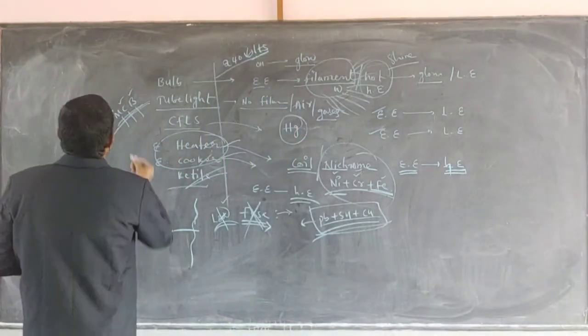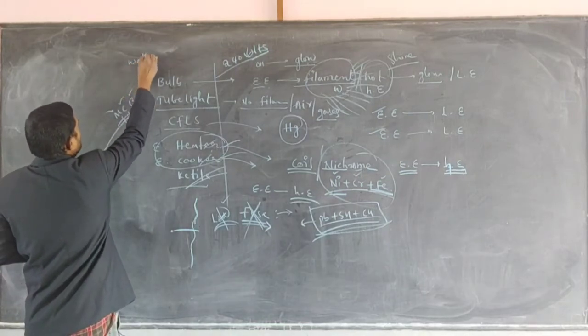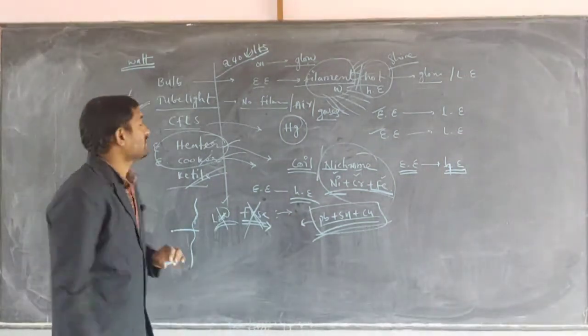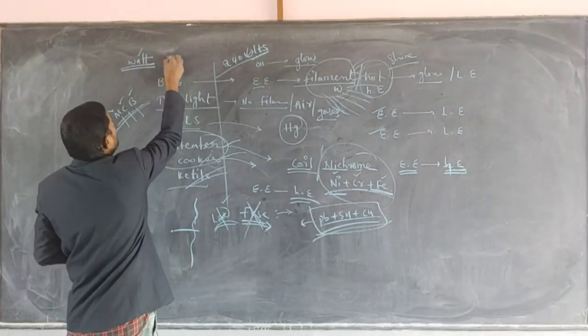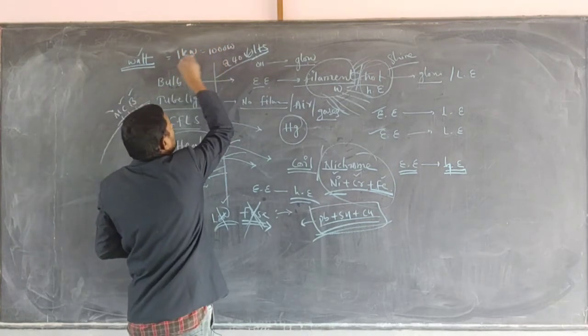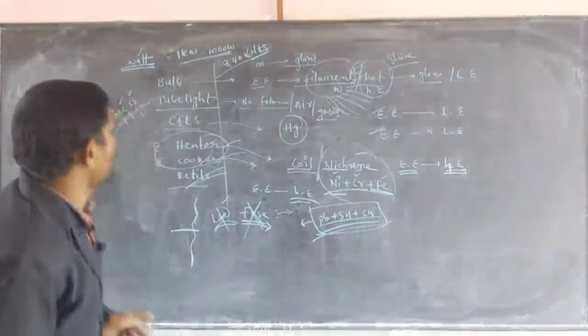Here, first of all, we have to keep in mind that the unit of power is the watt. Yes, power units are watts. Yes, 1 kilowatt is equal to 1000 watts. 1 kilowatt is equal to what? 1000 watts only. That is most important.